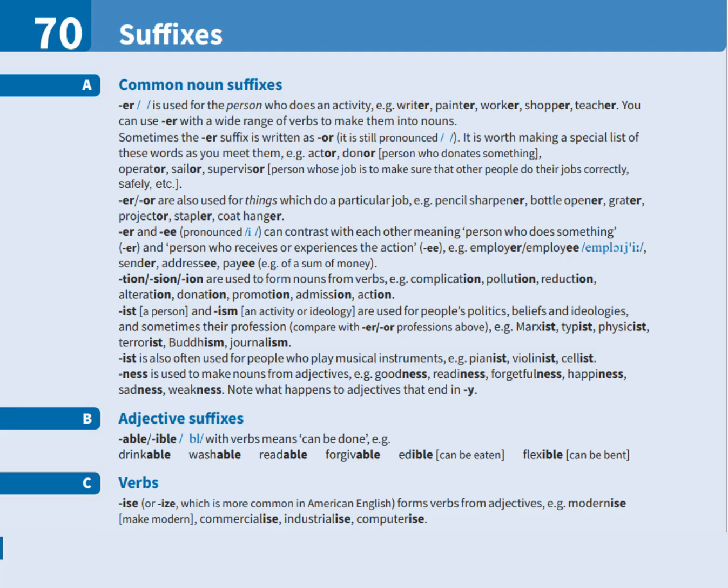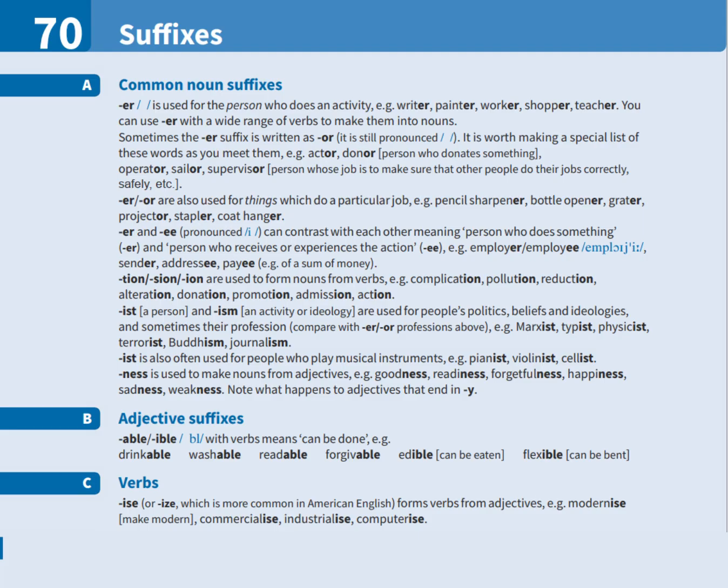The suffixes -er and -ee. The suffixes -er and -ee can contrast with each other. The ending -er usually refers to the person who performs an action, while -ee refers to the person who receives or experiences it. An employer gives someone employment, while an employee receives that employment. A sender sends something, while an addressee is the person to whom it is addressed. A payee is the person who receives a payment.